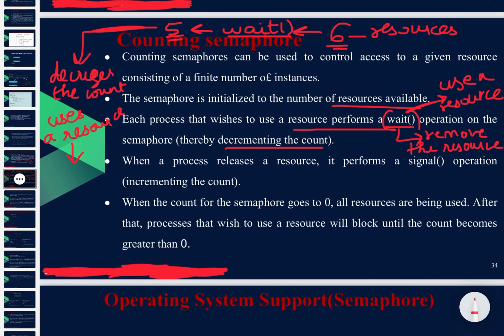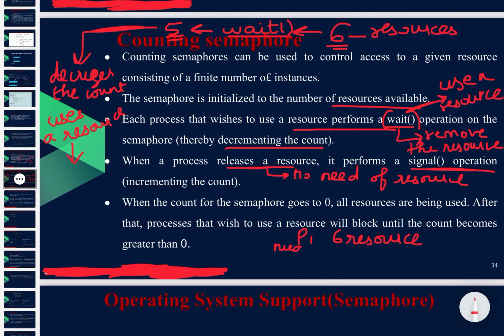When a process releases a resource, it performs a signal operation, which increments the value. When a process releases a resource, it means it does not need the resource anymore. Suppose there are 6 resources and process P1 needs a resource. It will perform the wait operation. When it performs the wait operation, the number of resources becomes 5, because process P1 is using 1 resource. There is a decrement in the count.